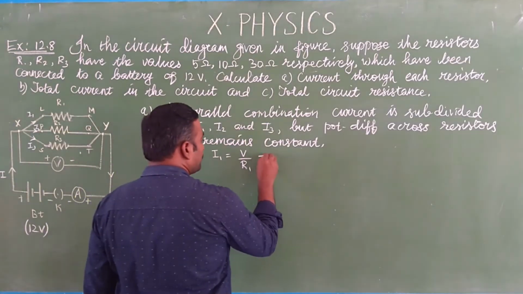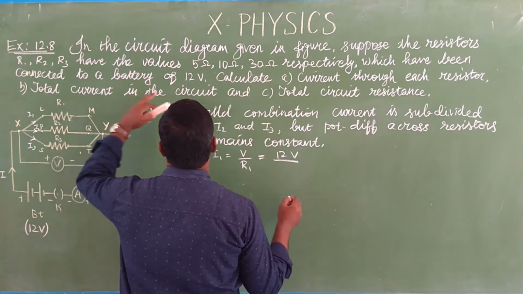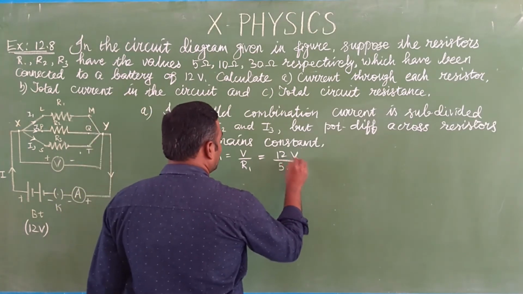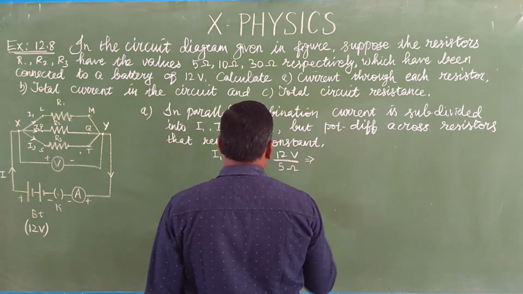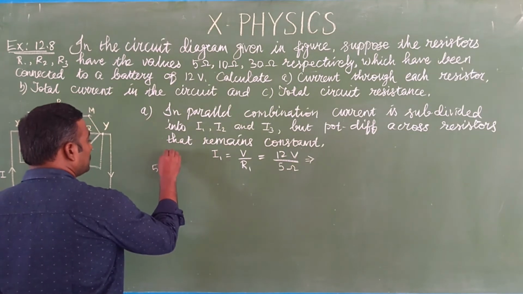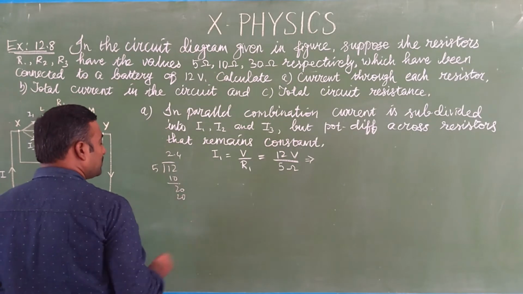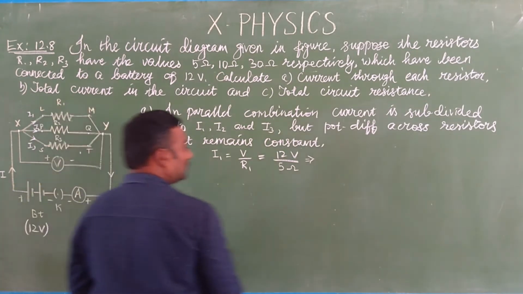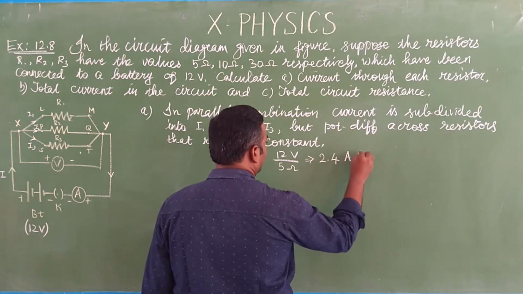So what is the value? The voltage remains constant, it is 12 volt, and the resistance value is 5 ohm. So 12 by 5. Using the 5 tables, 2 times 5 is 10, remaining 2 is 20, 4 times 5 is 20. So it is 2.4. The current value is 2.4 ampere.